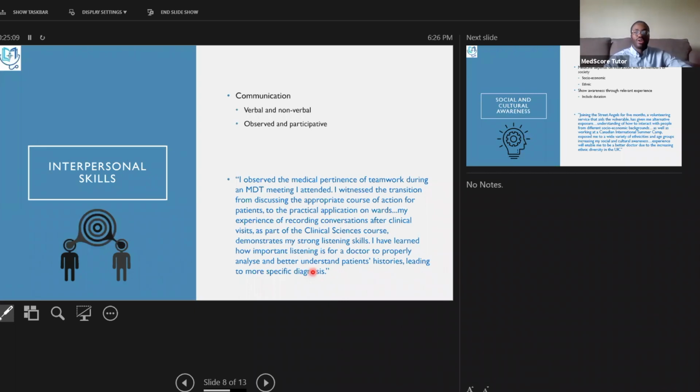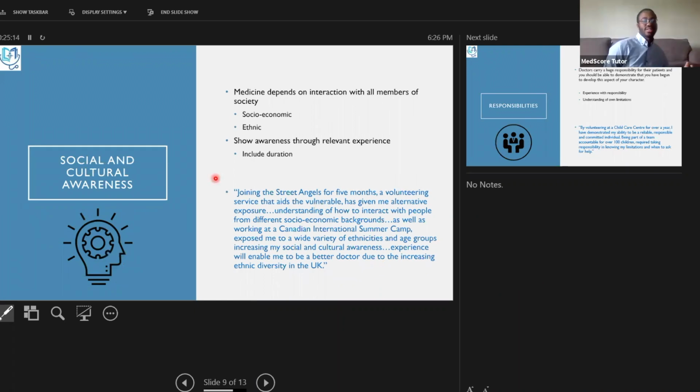So moving on, now we're going to talk about social and cultural awareness. Medicine depends on interactions with all members of society. So you want to think about socioeconomic diversity and ethnic diversity as well. Also think about people of varying levels of ability, so people who may be blind, hearing impaired, or disabled in some way. You want to show awareness through relevant experience, and again, include duration if you can.